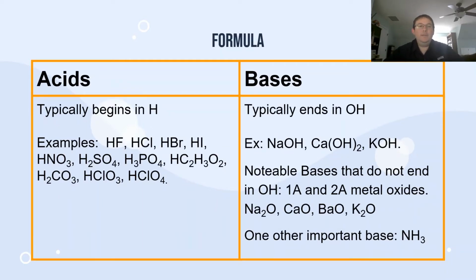So, formulas of acids and bases. Acids typically begin with a hydrogen. We see here we have HF, HCl, HBr, I won't say them all, H3PO4. There's several different acids that we could write here. This is just one list. Bases, on the other hand, typically end in OH.